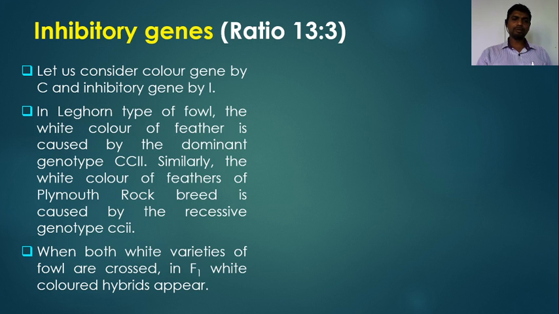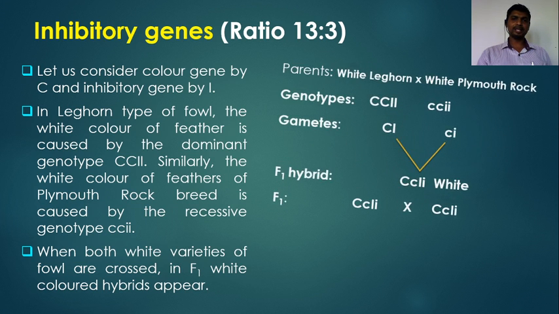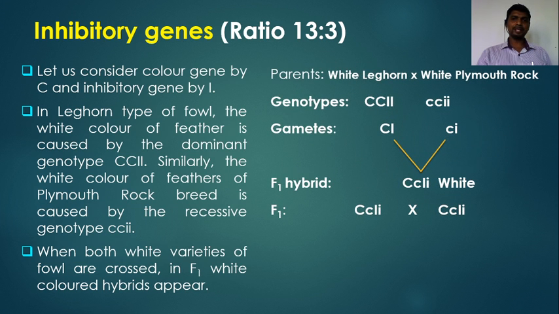When both white varieties of the fowl are crossed, in F1 white colored hybrids appear. So here we are going to make a cross between white leghorn breed and white Plymouth Rock. The genotype of white leghorn breed is capital CCII, and white Plymouth Rock is homozygous recessive, that is small ccii.